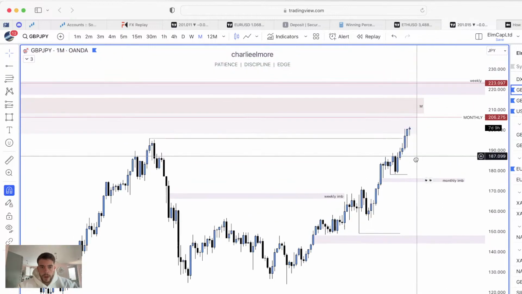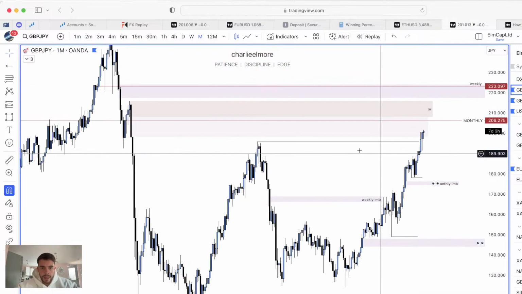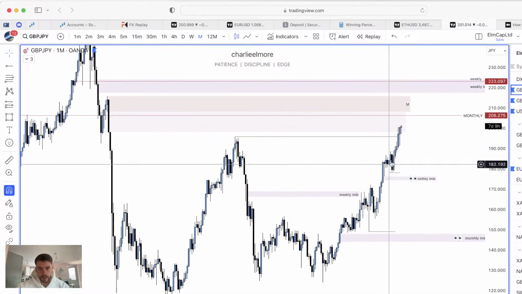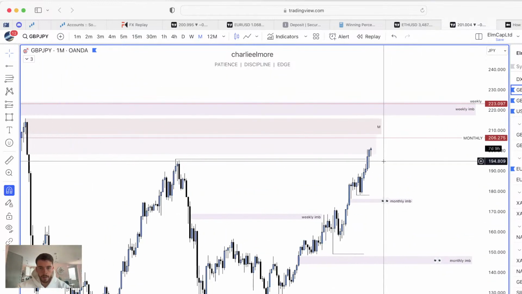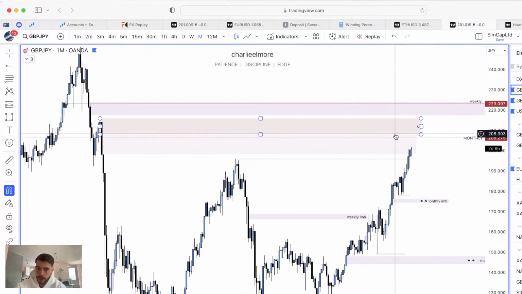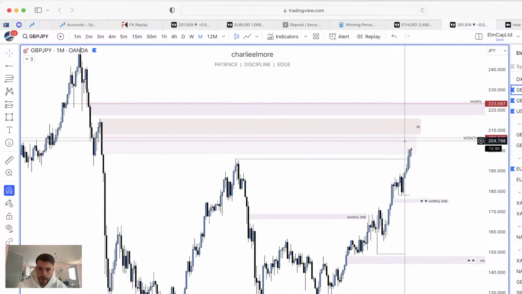So we are obviously extended. We've closed above this high right here to confirm the bullishness of this leg. But where we will turn around, we'll have to wait and see. I do quite like the idea if we can turn around here.